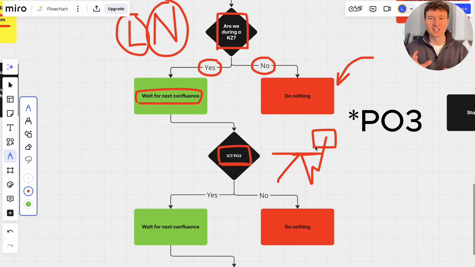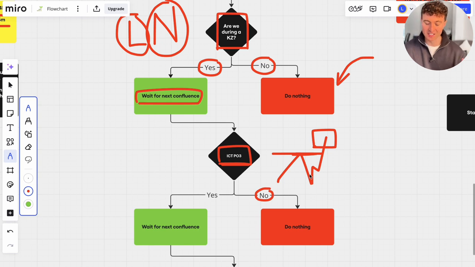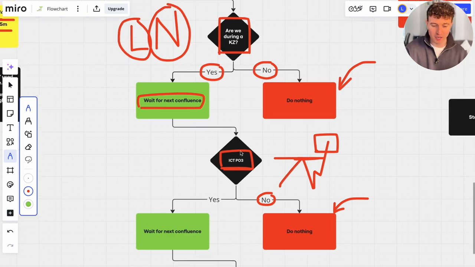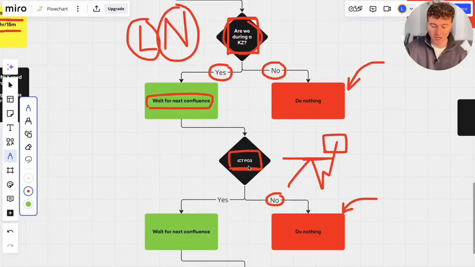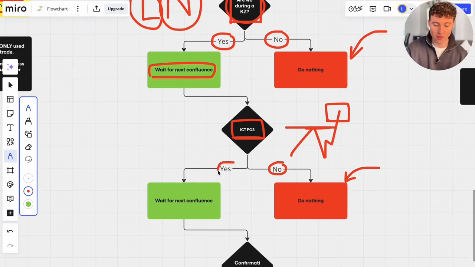But just seeing the ICT power of 3 alone is not enough to execute a trade within the market. If the answer is no and we haven't seen an ICT power of 3, again, we do absolutely nothing. And just to recap, this ICT power of 3 has to occur when we, of course, have a clear directional bias, we are during a kill zone, and then that is what we call a high probability setup. So if we've seen that, we of course then still need to wait for our final step.